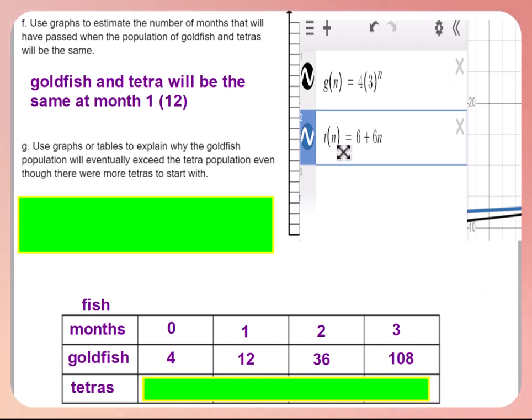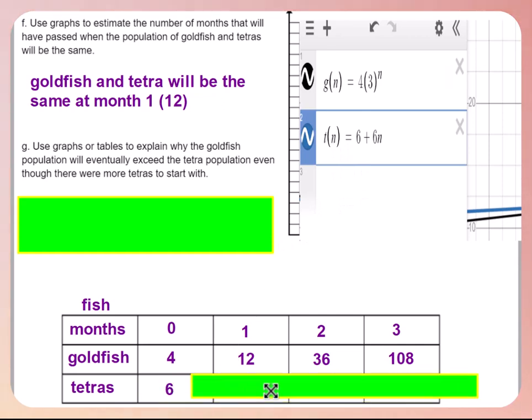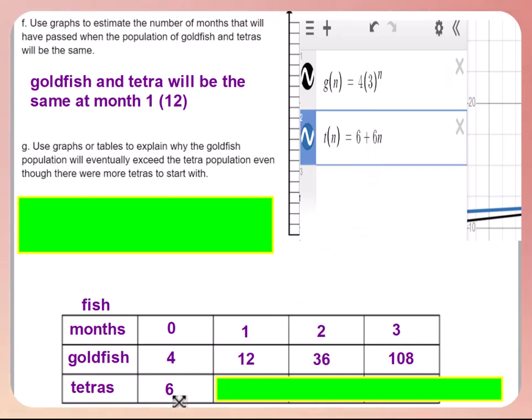Now let's look at the function for tetras. We're going to start with 6, and then we're going to add 6 each month. So 6 plus 6 gives us 12, and then we can also see the answer from the table. Then we're going to add another 6 to get 18, or 6 times 2 is 12 plus 6 is 18. You can substitute the months in. And then finally, 3 times 6 is 18 plus, I'm sorry, plus 6 is 24.